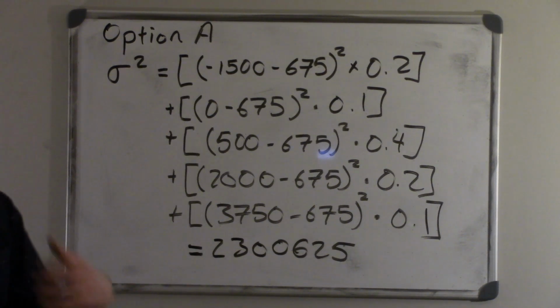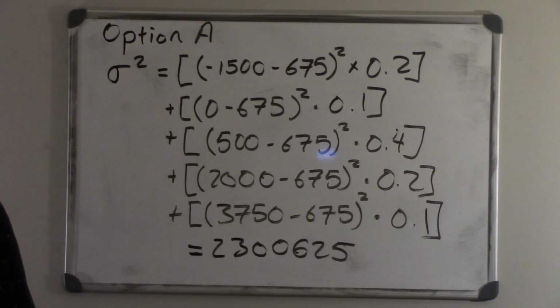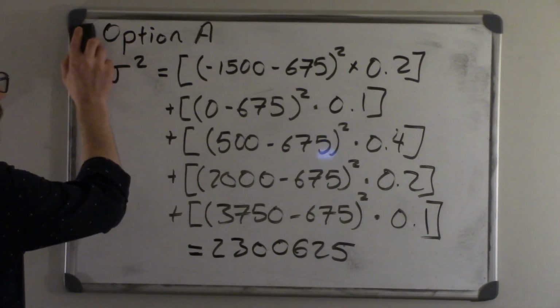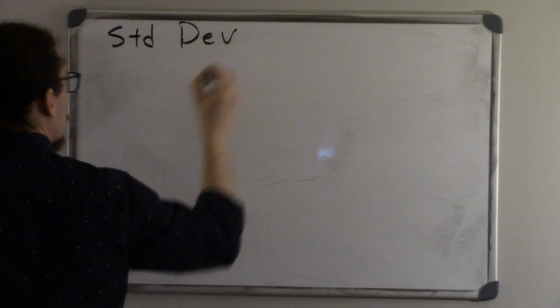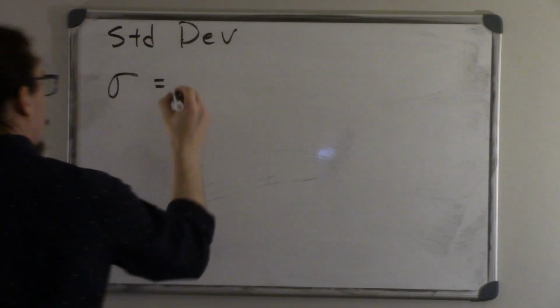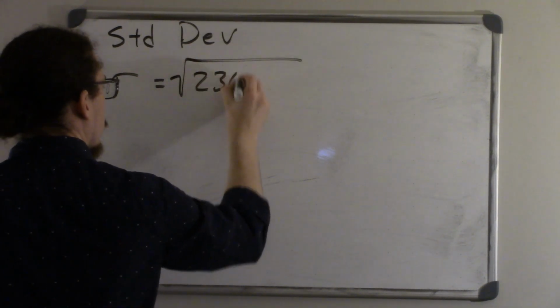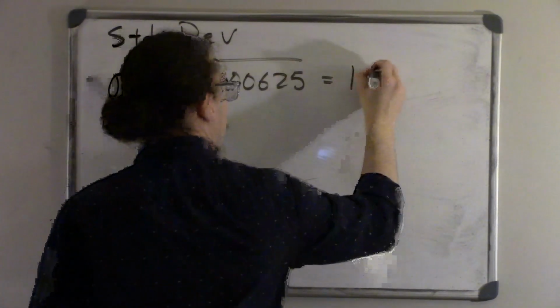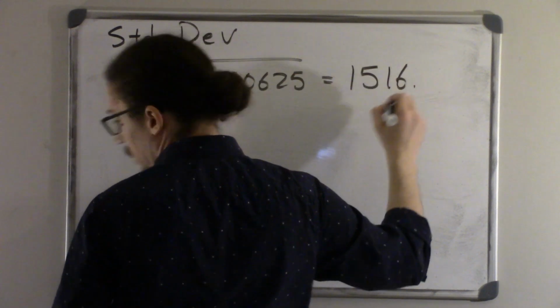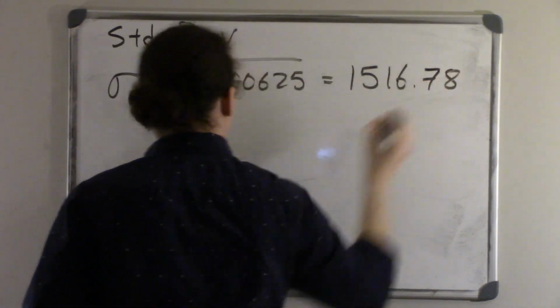Luckily for us, just like with the variance stuff we looked at in chapter 4, we can also find the standard deviation. And once again, the standard deviation is just the square root of the variance. So for option A, if we wanted to find the standard deviation, that would simply be the square root of 2,300,625. And when we put that into our calculator, we're going to get 1,516.78.